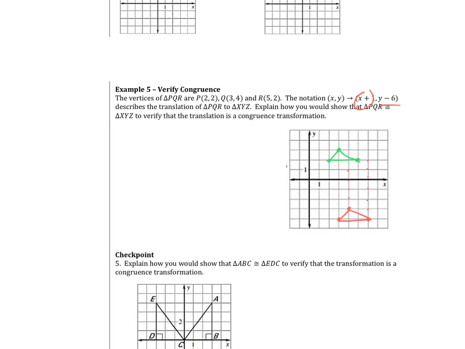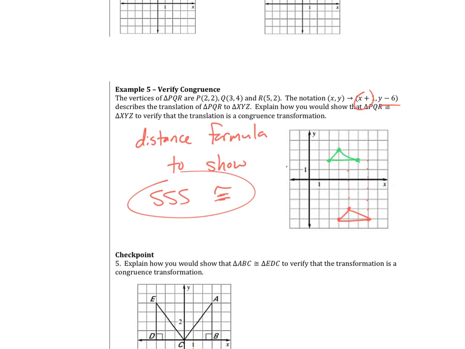We could check the distance formula to show side, side, side congruence. So you could do the distance formula and show side, side, side congruence, and that would be the way you would verify this. I just want to point out that any translation is going to be congruent. And the way we could prove it is side, side, side. We're actually not going to prove it, but that's how we would do it.